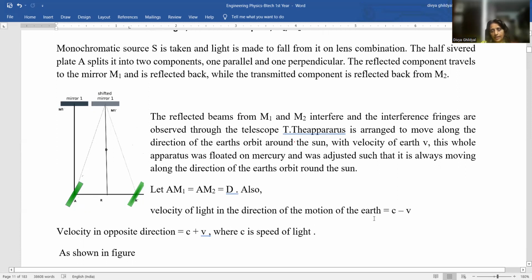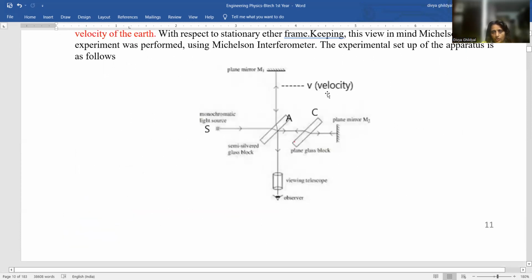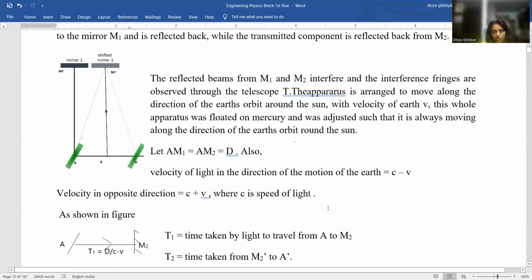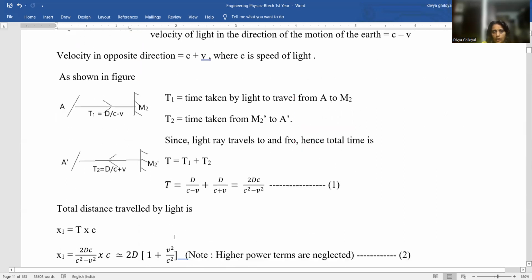If we are taking it in the direction of motion of Earth, we can take it as C minus V, where C is the velocity of light and V is the velocity of the Earth. This is the direction V in which it is traveling, because we are assuming the velocity of Earth. Velocity in the opposite direction will be C plus V. And for the mirrors M2 and M2 dash position, time will be distance upon speed, and the distance is capital D. So capital D upon C minus V plus capital D upon C plus V.